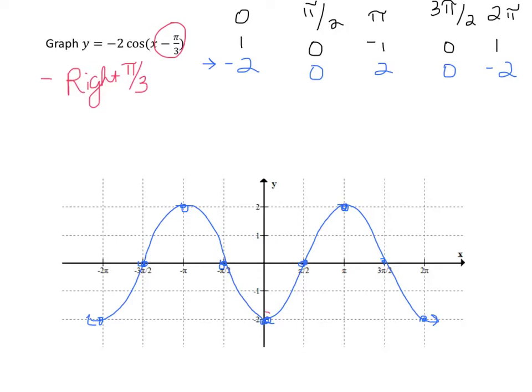So if I start here and I move that over 1/3 of pi, it'll be here. Move this over 1/3 of pi, about right there. About right here. That one's about here. And then I will do the same thing on the negative side. So 1/3 of pi is about here, here, here, and here.